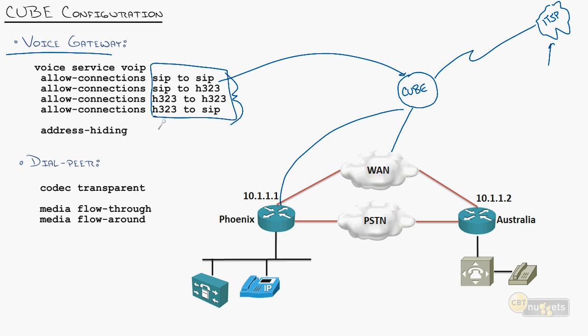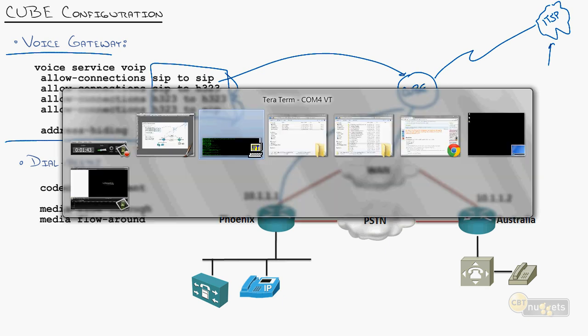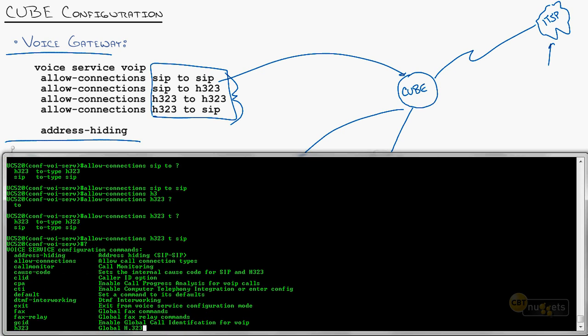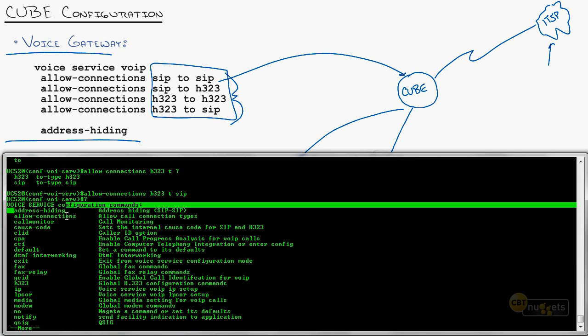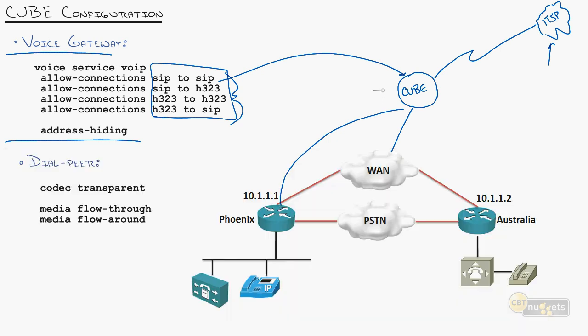Now, if you want to do address hiding, it's a separate command. It's again from that voice service configuration mode, right there at the top, address hiding, which hides the IP addresses during the signaling.